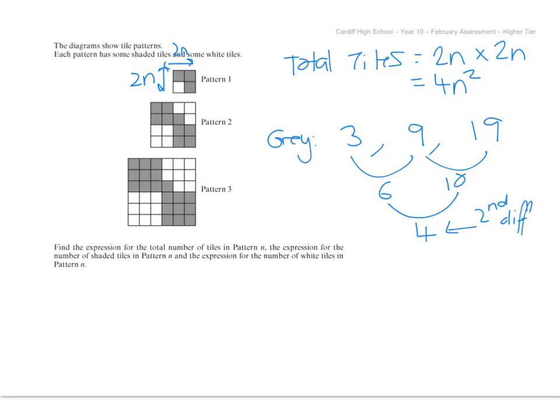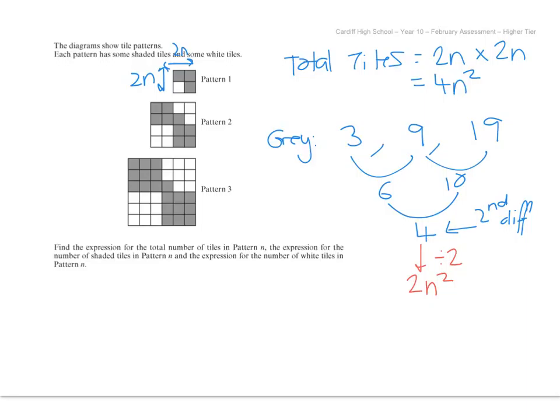Right, now there's a rule for using that second difference to finding the number of n squareds involved, and you half it, that's the rule. So to get from the second difference the number of n squareds, we're going to divide by 2, and that's going to give us 2n squared. So we know that 2n squared is part of our formula.